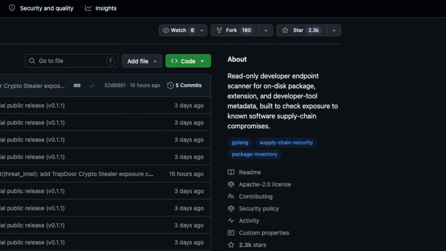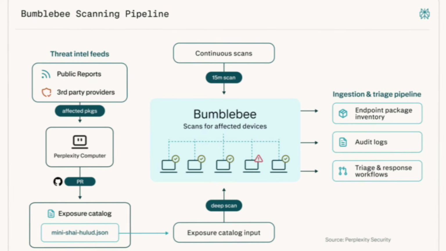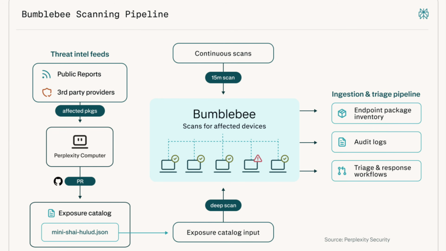Perplexity built Bumblebee internally for this exact reason, then open sourced it just a few days back. Bumblebee is a read-only single binary scanner that inventories packages, editor extensions, browser extensions, and AI tool configs from local metadata. No npm ls, no pip show, no running random project code, just metadata.